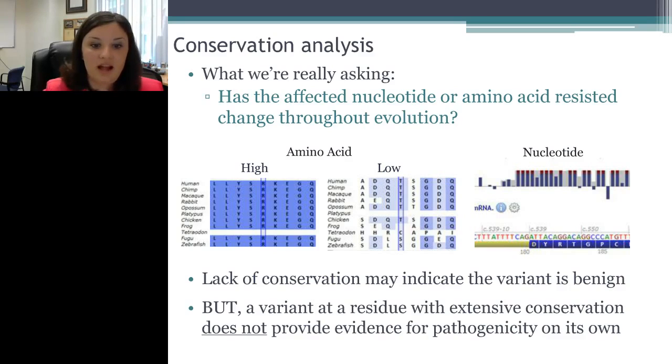So I think a huge point to take home here is that a variant with extensive conservation by itself does not really provide evidence for pathogenicity on its own. It's just saying that that amino acid position, rather, is well conserved. So we should never be using conservation analysis alone to classify a variant.